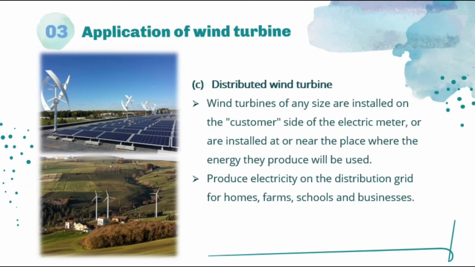Third one, we have distributed wind turbines. Wind turbines of many sizes are installed on the customer side of the electricity meter. They produce electricity on the distributed grid from homes, farms, schools, and businesses.